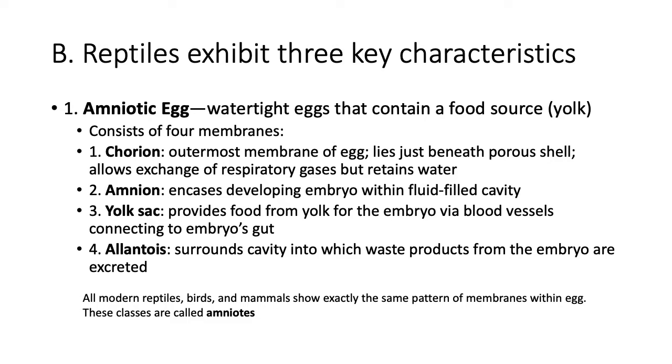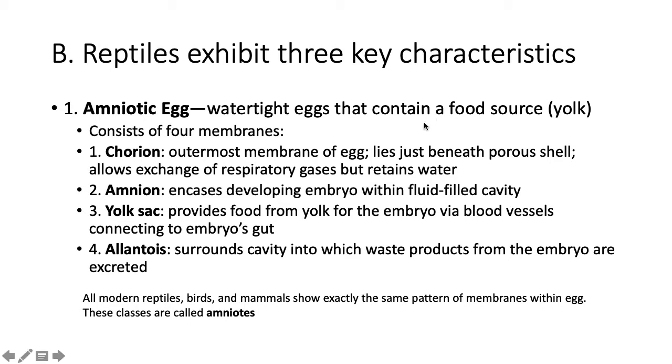Okay, so the amniotic egg has a food source, the yolk. If you just think about the eggs you buy from a store, that yolk is a food source for the developing embryo on the inside. The amniotic egg has 4 membranes, listed in order from the outside to the inside. The outermost membrane of the egg is called the chorion. It lies just below the shell, and the shell is porous, so gas exchange can happen between the outside and the inside. But it doesn't allow water through, so it retains the water. So we can still have gases going through, but not water.